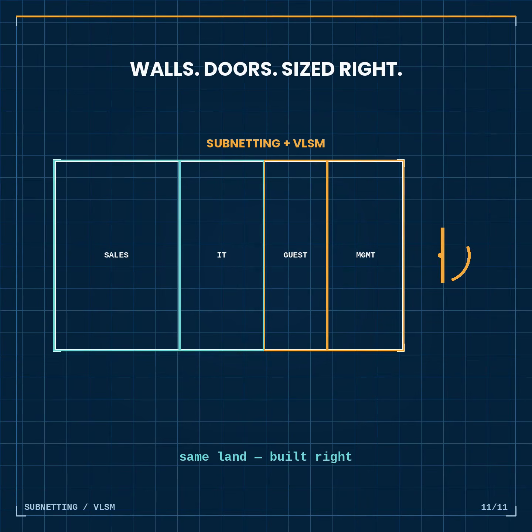So, subnetting builds the walls and creates the rooms. VLSM makes sure each room is built to the right size for what's actually inside it, saving space, and making the whole network easier to manage.